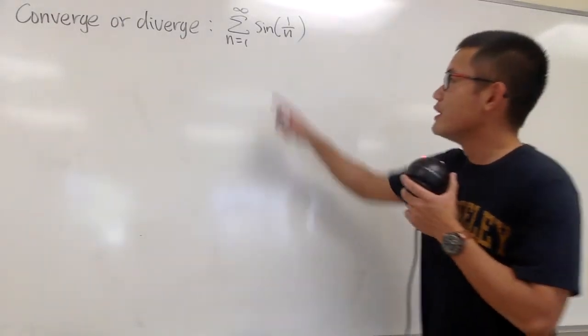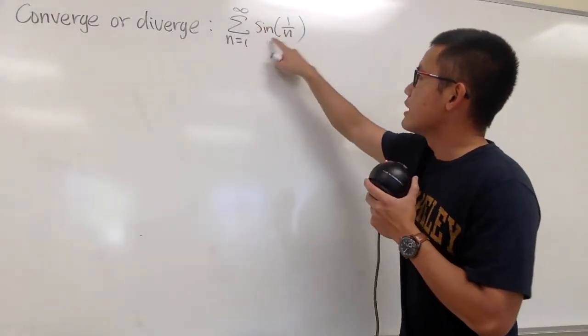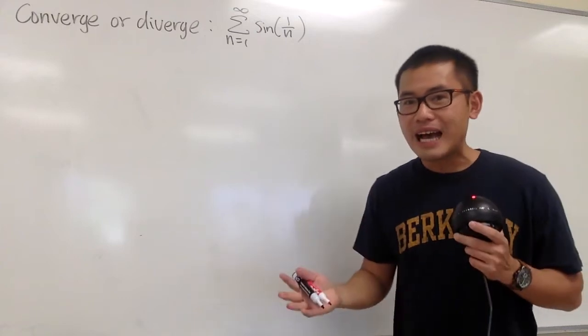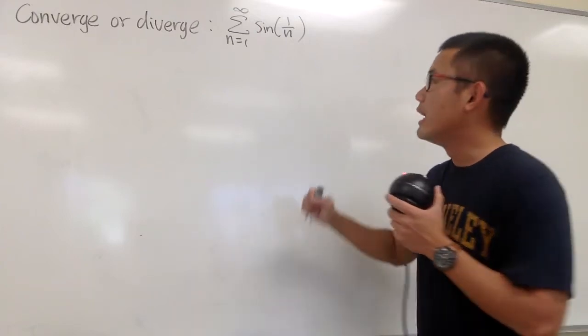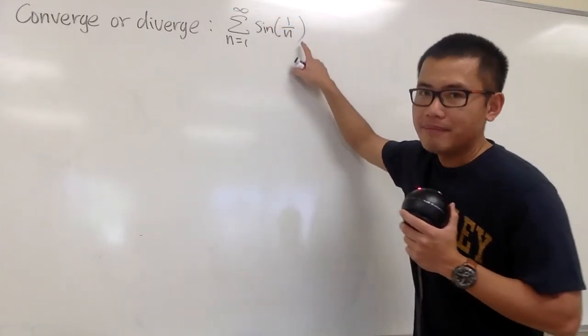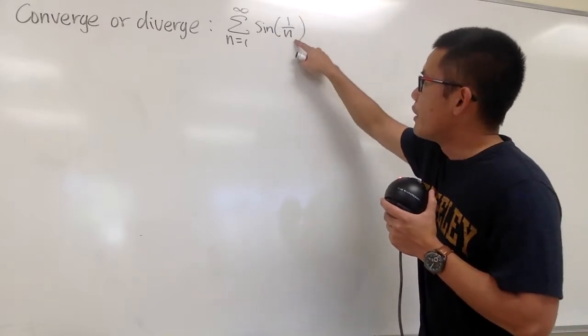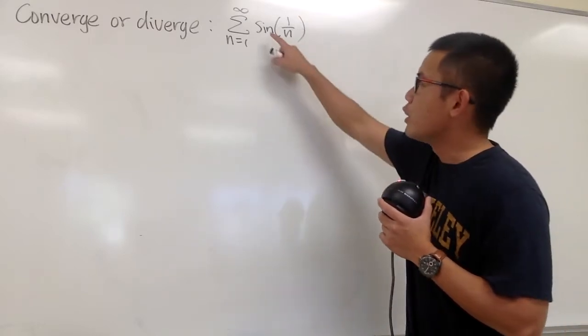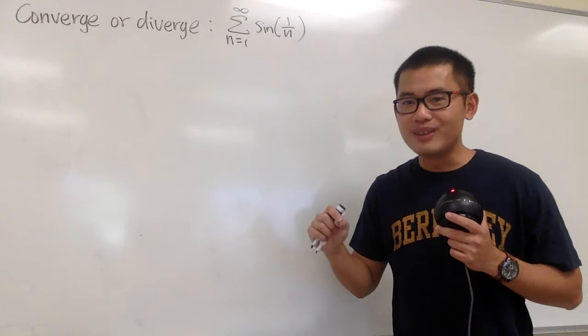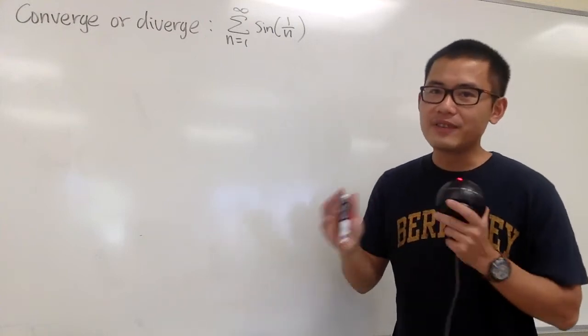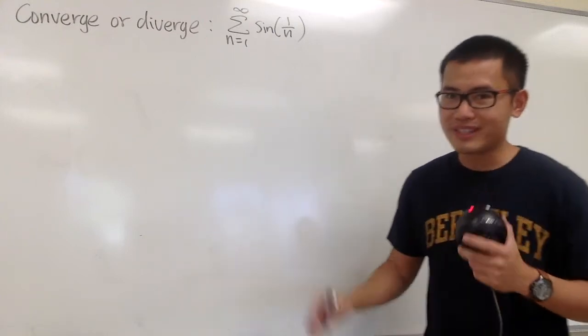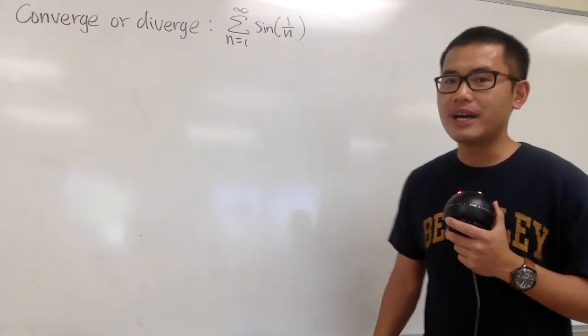Okay, converge or diverge, the series when n goes from 1 to infinity, sine of 1 over n. And as a good habit, we should always check the limit as n goes to infinity of this, right? 1 over infinity is 0, and we know sine of 0 is 0. Unfortunately, the test for divergence in our case wouldn't work. We have to do more work for this, right?